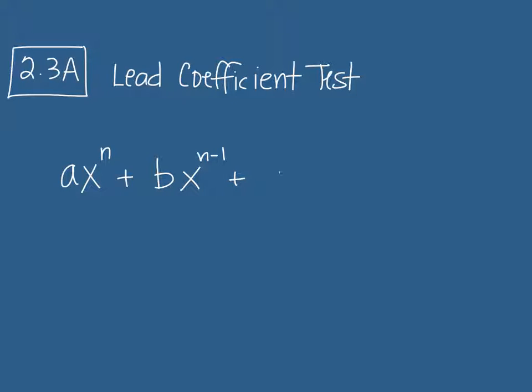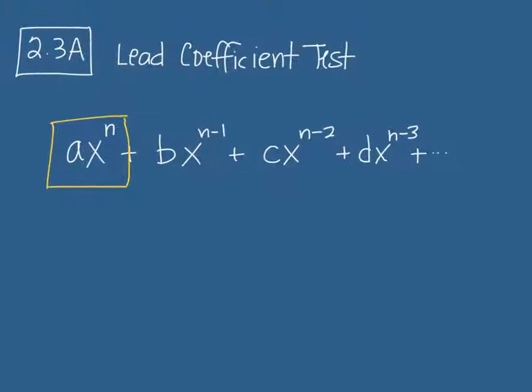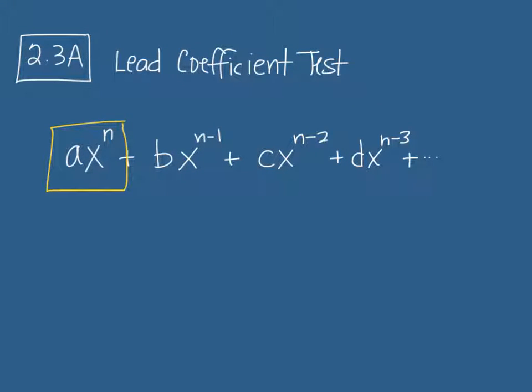And then the next one would be cx, and that would go down again. And then dx, and that one would go down again. And it just keeps going and going. But the front part is called the lead coefficient. And that can be very valuable when you do a test on it, helping you understand a question. Knowing what that is going to be is going to help you categorize the function that you're doing.